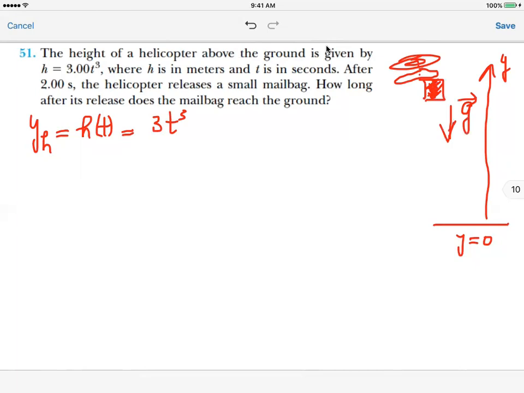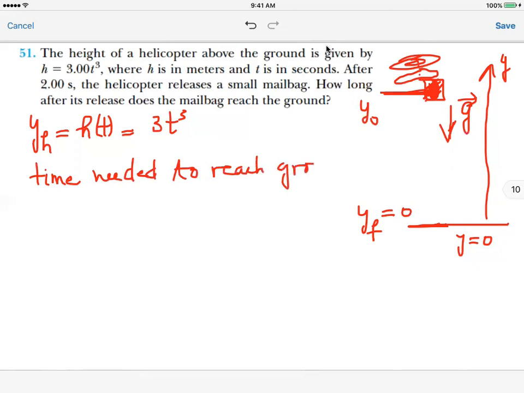So how much time does it need to pass from this height, which we will call y0, until it reaches this height, which we will call y final, which is equal to 0, because it reaches the ground. So how much time is needed? What we are looking for is the time needed to reach the ground, and I will call it TF. So we are looking for the value of this TF.